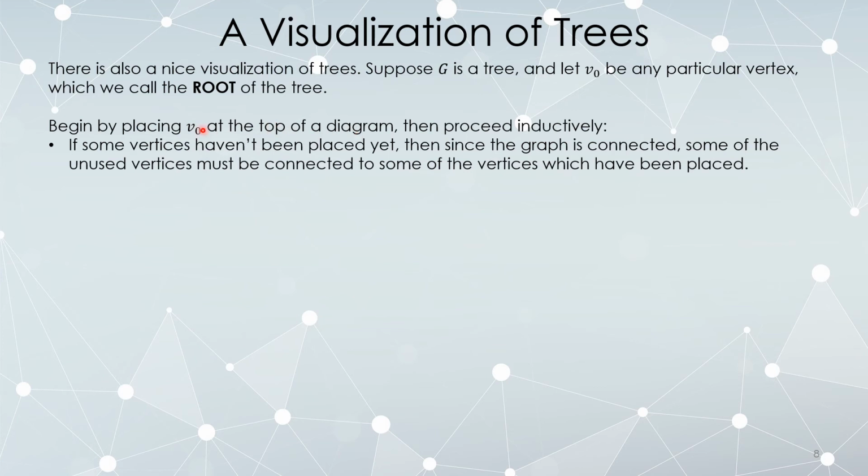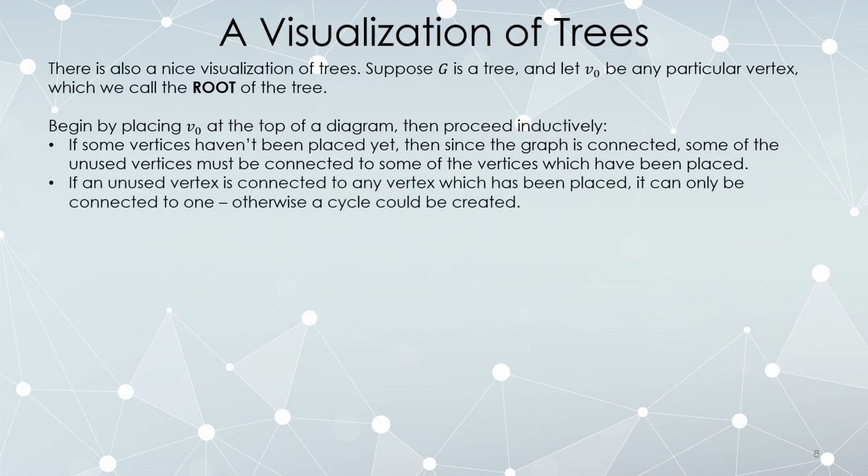Similarly, if you've drawn a whole bunch of vertices and some still haven't been placed, at least one of them has to be connected to something you've already drawn, otherwise you'd have 2 disconnected components. So if an unused vertex is connected to any vertex which has been placed, it can only be connected to 1.